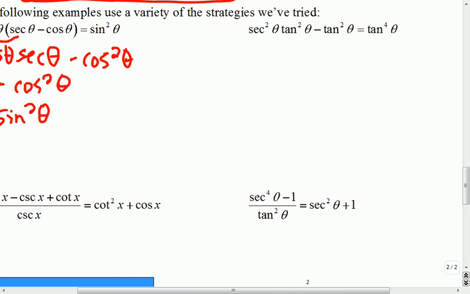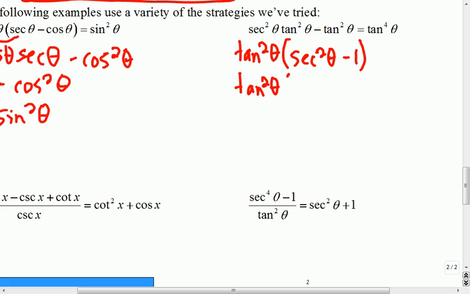The next one, if you take a look at it, you probably have this feeling like you want to factor. I hope you do. Tangent squared theta, secant squared theta minus 1. And this identity, secant squared theta minus 1, can also be replaced by tangent squared theta. So that means I end up with tangent to the 4th theta.